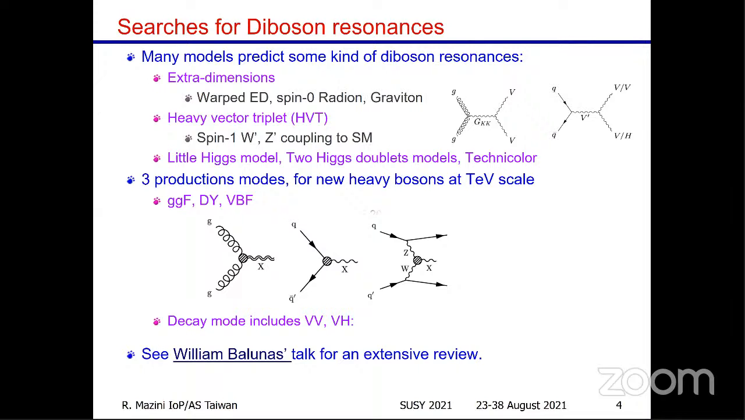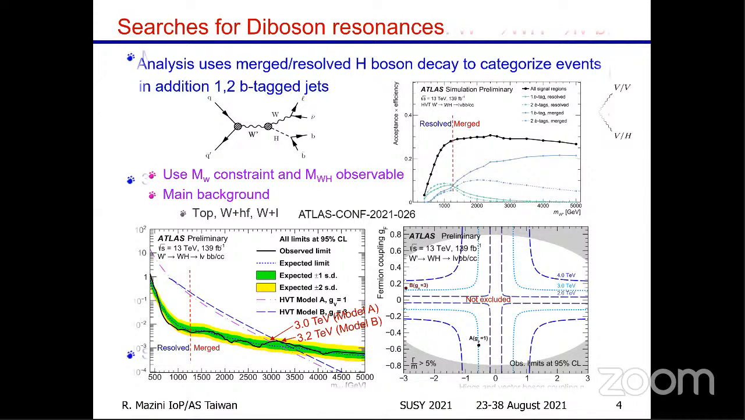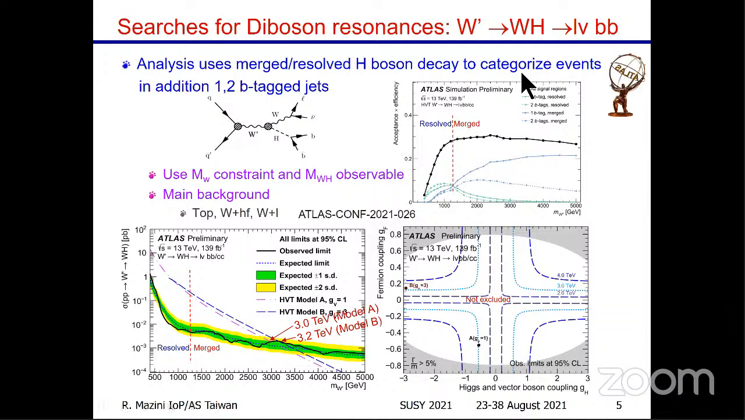So starting with a very simple resonance, if we have a high mass W prime that could decay to a W and H, we did that going to electron and neutrino, and the Higgs to a b b-bar pair. Because of the possible boosted objects, the analysis uses either merged or resolved Higgs boson decay to categorize the events, in addition to one or two b-tagged jets, as you can see from this diagram here. In this plot on the right side, you can see the effect of combining both the merged and the resolved configurations in order to gain acceptance in the OR signal for this. And this is shown here for the different b-tag categories.